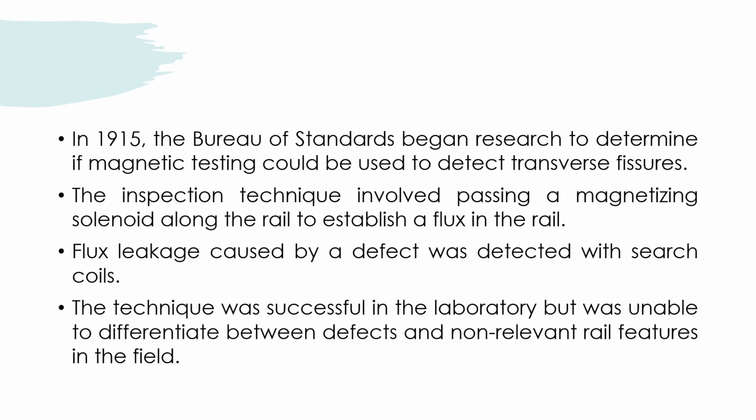In the year of 1915, the Bureau of Standards began research to determine if magnetic testing could be used to detect transverse fissures. The inspection technique involved passing a magnetizing solenoid along the rail to establish a flux in the rail. The flux leakage caused by a defect was detected with a search coil. The technique was successful in the laboratory, but was unable to differentiate between the defects and non-relevant features in the field.